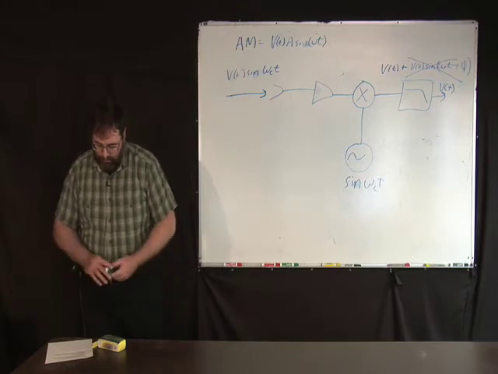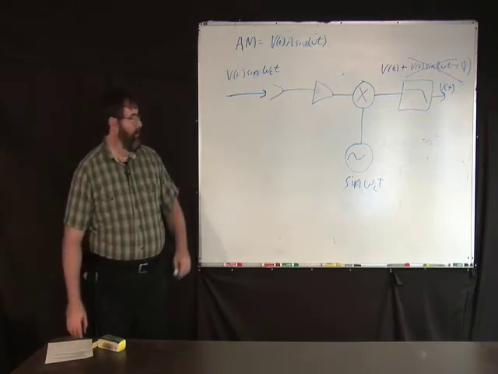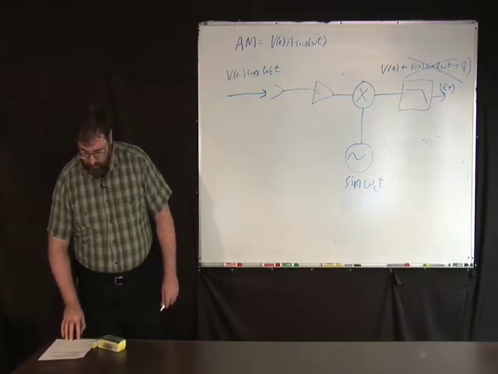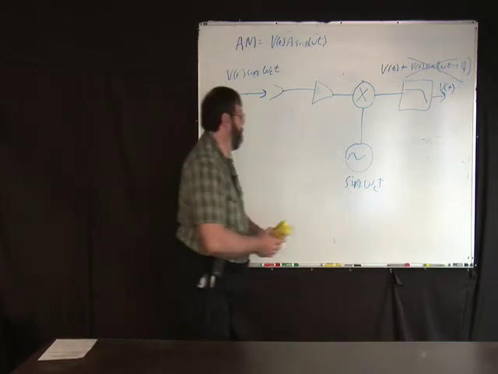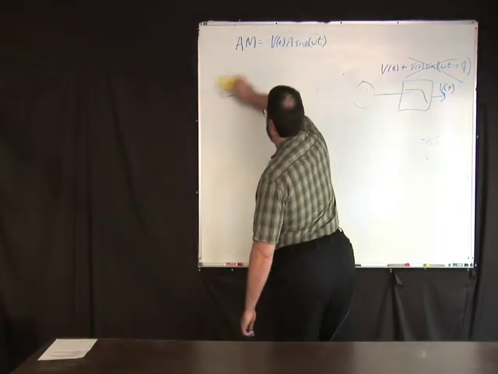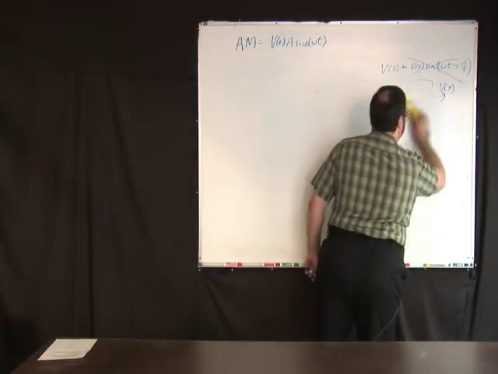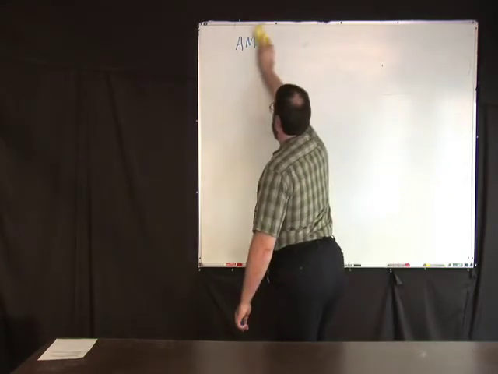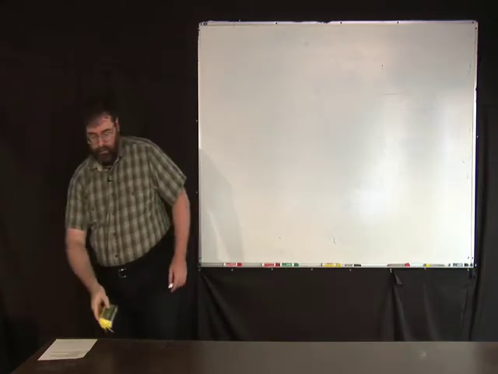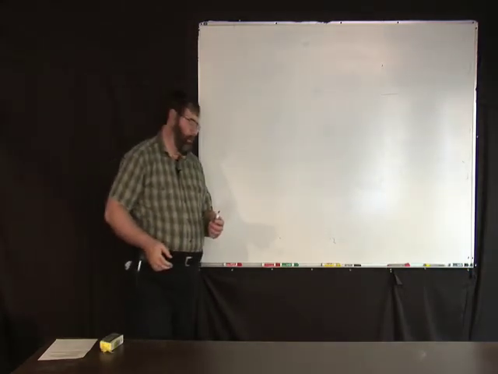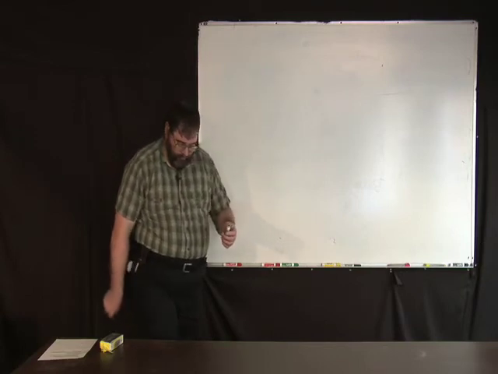So mixers can be used for lots of things. This is called demodulation. And anytime you want to make a measurement of an RF signal or an AC signal, it's generally the case that the lower the frequency, the more accurate your measurement is going to be.